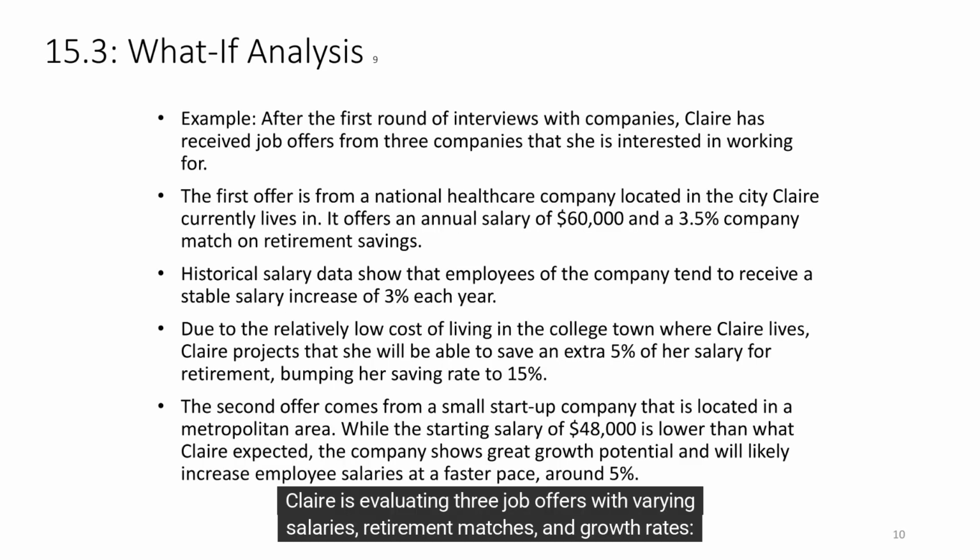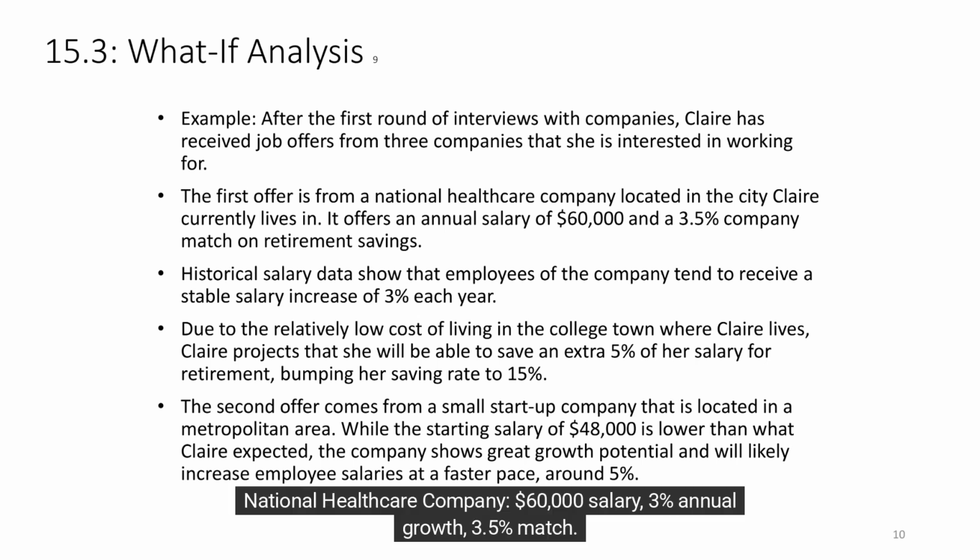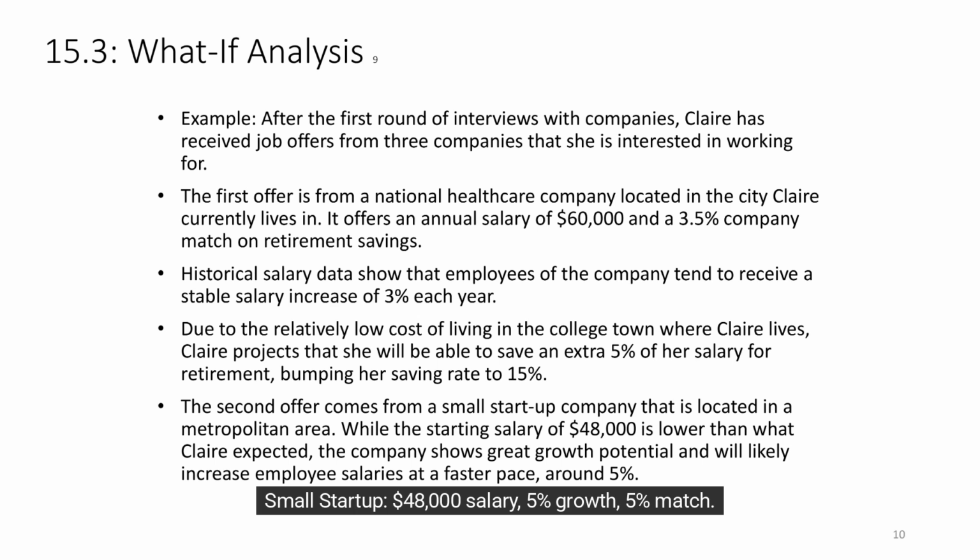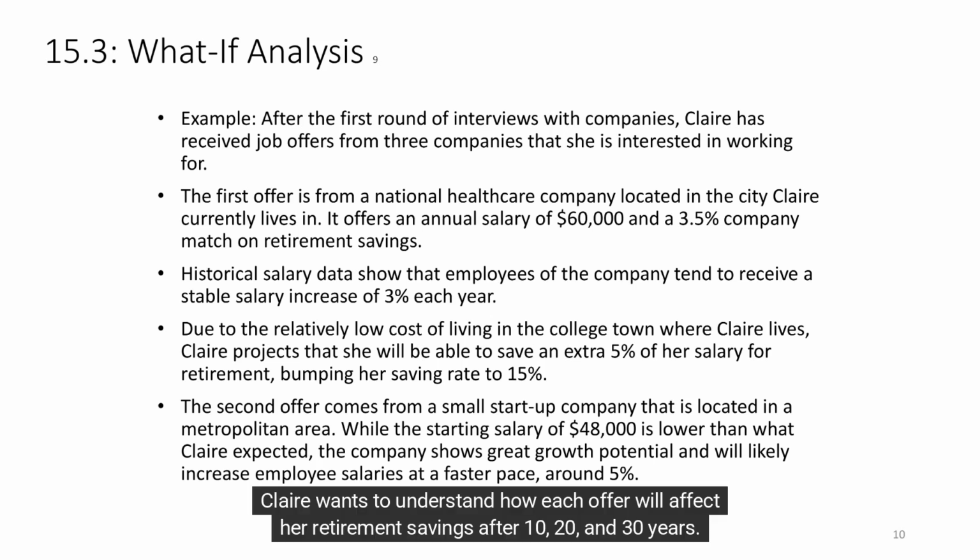Claire is evaluating 3 job offers with varying salaries, retirement matches, and growth rates. National healthcare company: $60,000 salary, 3% annual growth, 3.5% match. Small startup: $48,000 salary, 5% growth, 5% match. Global consulting firm: $65,000 salary, 4% growth, 2% match. Claire wants to understand how each offer will affect her retirement savings after 10, 20, and 30 years.